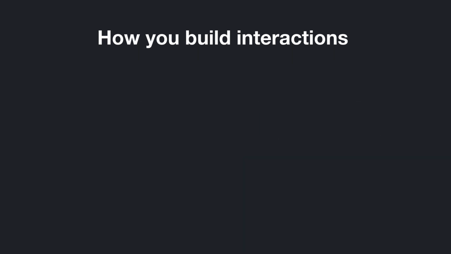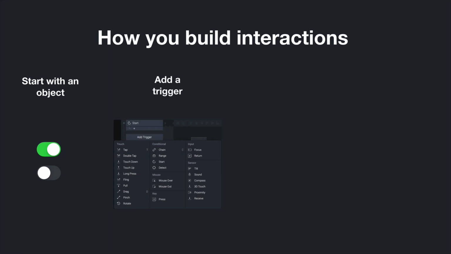So let's have a look at how you actually build an interaction inside of ProtoPie. You're going to start, as we said previously, with an object, and here you can see I've got an iOS switch as the example. With that selected, we're going to add a trigger, and as you can see from this interface snippet, here are the range of triggers that you have available to you. Tap being one of the most obvious ones and the most used ones. So you add a trigger from this list.